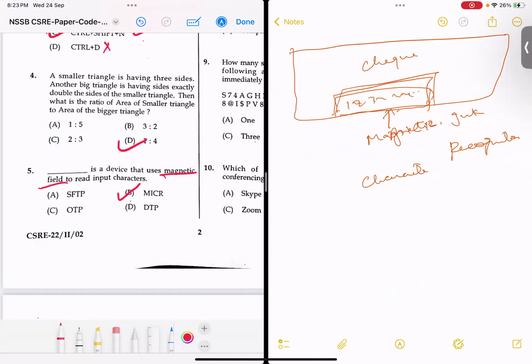Apart from this, the other options are OTP, which is the one-time password, which we get on our phone while logging on to something, especially to some accounts. We get a one-time password on our linked mobile number. That's OTP. And SFTP is nothing but SSH file transfer protocol, which is something related to the internet.